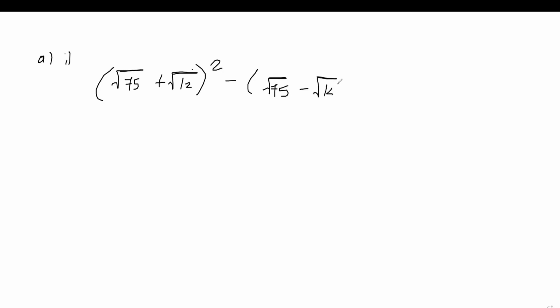All right, so it's the square root of 75 plus the square root of 12, all squared, minus the square root of 75 minus the square root of 12. Now there are two ways you can do this. You can actually expand the bracket and work it out. But if you want to show off some skills, you can show them.